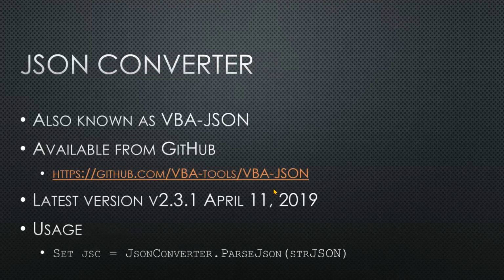The first one is the JSON converter, which is basically what I'm calling the VBA-JSON or Tim Hall's library. Again, it's available on GitHub at this link. I haven't used it in a while, so I had to take a look. The last version that's on there right now, I can see, is from 2019. But that wasn't the version I think I tried before. It might have gotten some updates.